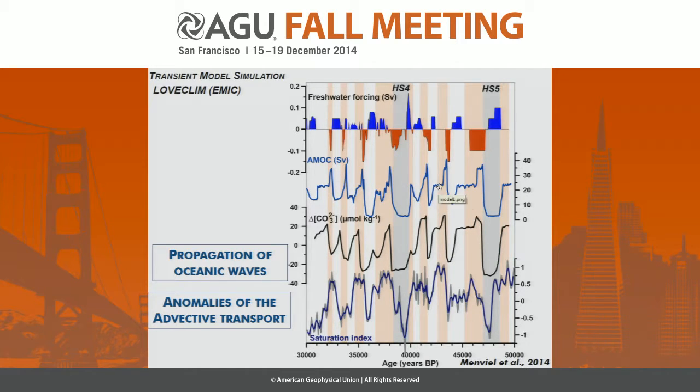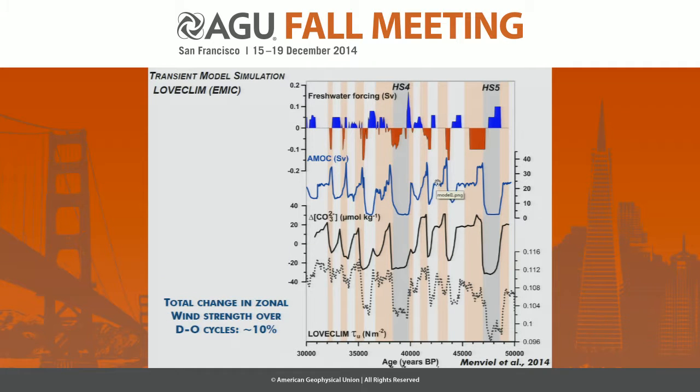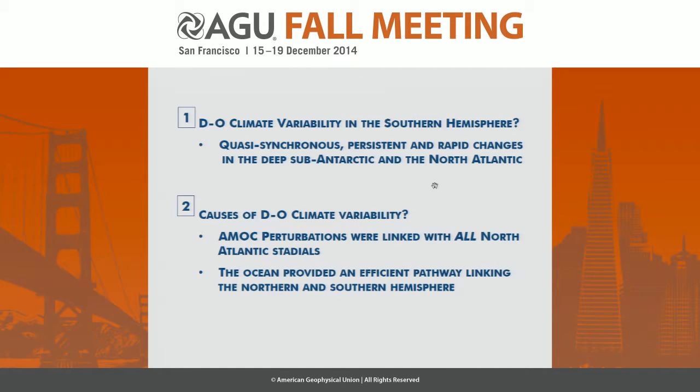We also tested whether atmospheric teleconnection might play a role. So what is plotted here is actually the zonal wind stress in the Southern Ocean, and we observed that it's closely covariant with the AMOC as well, or with Greenland, but the total change in wind stress is very tiny. It's only 10%, and we believe that this is not strong enough to drive changes at 4-kilometer depths in the deep sub-Antarctic Atlantic. So with this, I want to wrap up this talk.